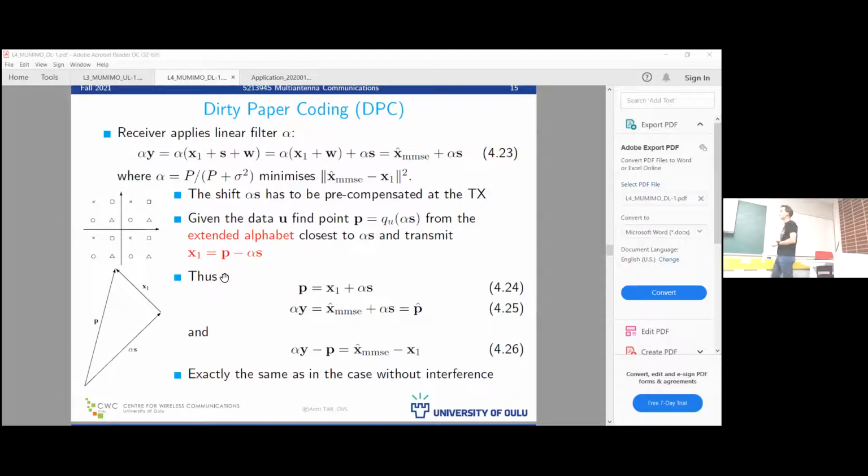Isn't it somehow a loss of power, because in order to transmit x1, we are transmitting P? You have to think that this is the sum power. We are transmitting this to one user and this to another user. The sum power is the same. Even if the interference user is closer, the alpha S will be bigger, but the sum will always be the same.